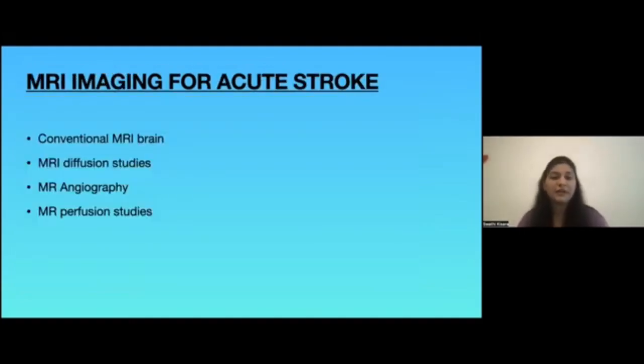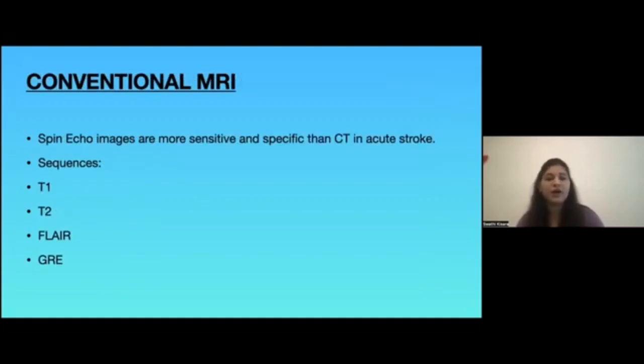Coming to the MRI imaging for acute stroke. The MRI imaging modalities that are used are conventional MRI images, which include T1, T2, FLAIR, and gradient sequences, and MRI diffusion studies, MR angiography, and MR perfusion studies. Conventional MRI images are more sensitive and specific than CT in acute stroke. The sequences employed are these: T1, T2, FLAIR, and gradient echo.